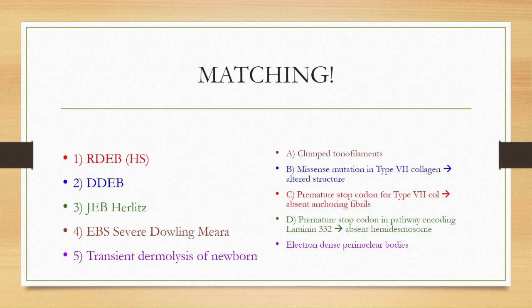All right, good job. So, you did note that recessive dystrophic EB, Hallopeau-Siemens type, which is the generalized severe, has a premature stop codon creating truncated type 7 collagen. You did notice that dystrophic dominant EB has a missense mutation causing altered structure of type 7 collagen. You also remember that JEB Herlitz, also the severe type, has a premature stop codon in the pathway encoding laminin 332, also known as laminin 5. You did remember that EBS severe, also known as the Dowling-Meara type, has clumped tonofilaments, and you did remember that transient bullous dermolysis of the newborn has electron-dense perinuclear bodies.